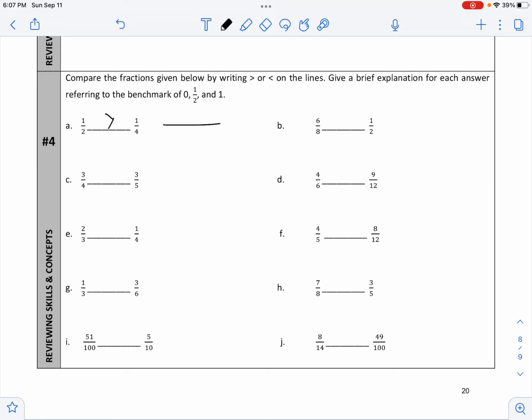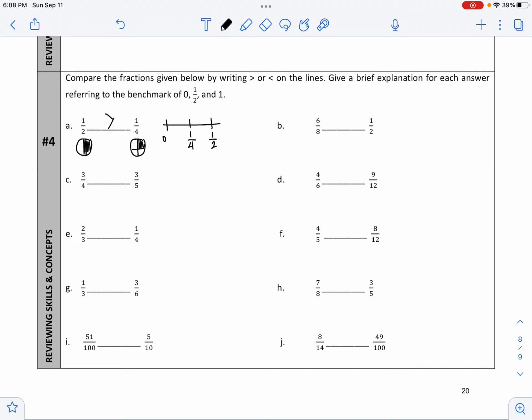One way to think of this fraction is on a number line: 0, 1/4, 1/2. Your explanation could be that simple. You could also explain it by drawing a little picture underneath the fractions like we've been practicing in class to show me that you recognize that 1/4 is exactly a half of a half.